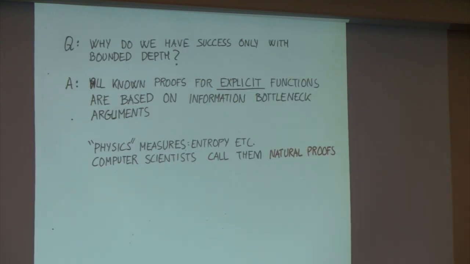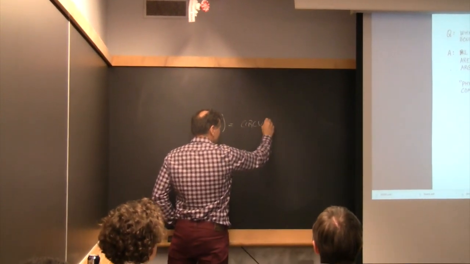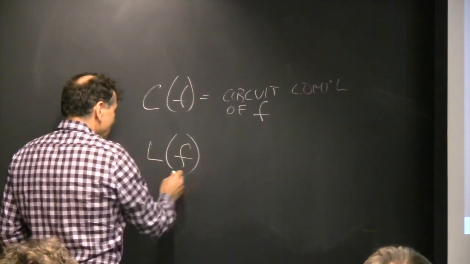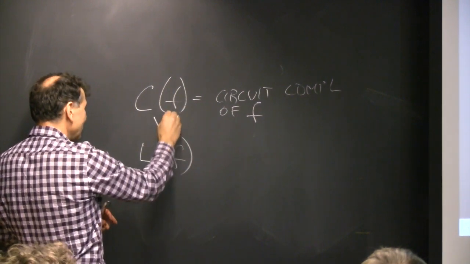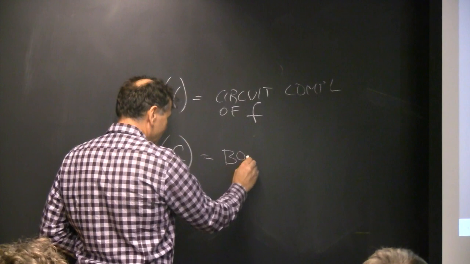Okay, but why do we have success only with bounded depths? I have already told you that the other circuits are just too smart. All our lower bounds come from a quantity. We want to estimate C F, which is just the circuit complexity of F, but we don't know how to estimate or count it, so we try to find some estimator such that it is less than or equal to the circuit complexity, which we can actually compute or calculate.